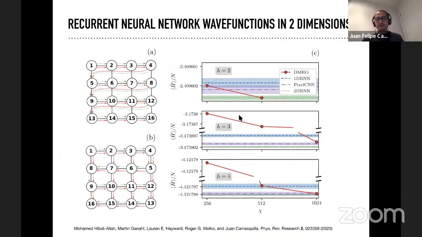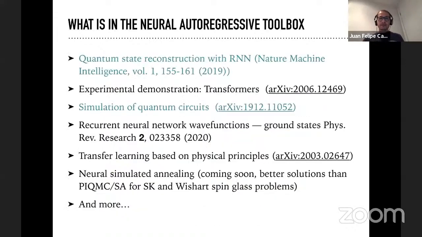We also look at two-dimensional systems and compare with DMRG, one-dimensional recurrent neural nets, and two-dimensional ones, and a pixel CNN from Giuseppe. With that, let me conclude. So what's in this neural autoregressive toolbox?